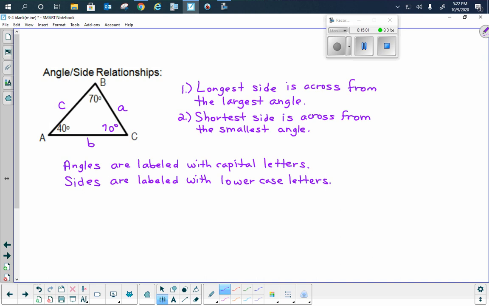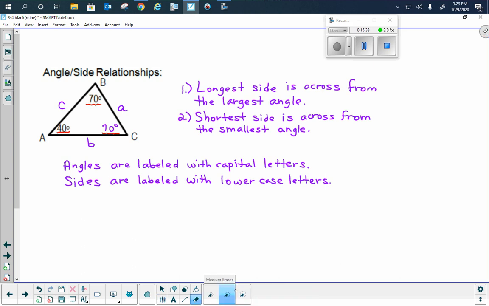Now in this specific picture, guys, if I were to ask you the smallest angle, definitely you would tell me angle A, because 40 is smaller than 70. If I asked you what's the largest angle, just for practice, there are two of them that are 70, so you would just tell me they're equal. You would tell me angle B equals angle C.